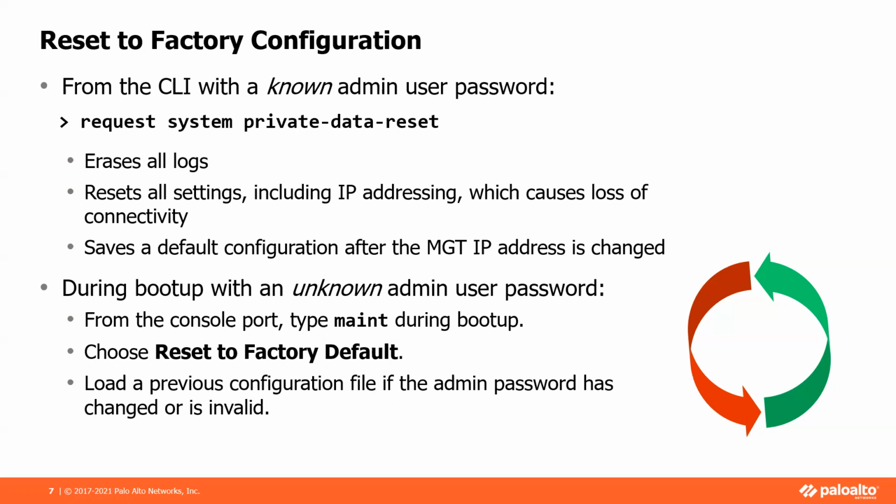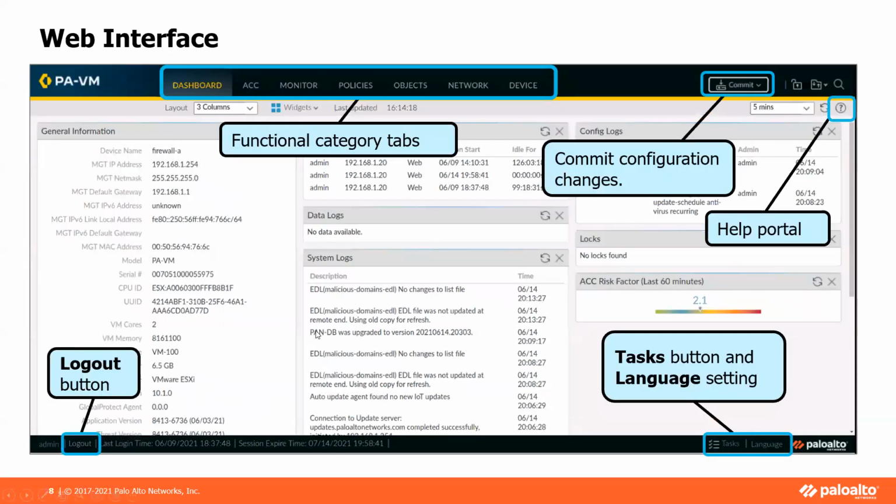Okay. During boot up, if you have an unknown admin user from the console port, you can type in maint during the boot up process. You can then choose to restore or reset to factory default, and then you can load a previous configuration file if the admin password is changed or is invalid. All right. Very handy if you end up purchasing one or ever getting your hands on one. It's nice to know how to factory reset it, get it back to scratch so that you can start utilizing it.